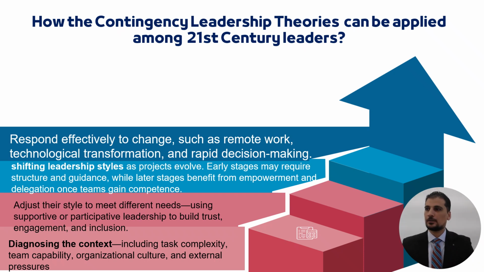The last thing you can adopt as a leader in the 21st century is to respond effectively to change, such as remote work, technology transformation, and rapid decision making, which was highlighted in my example on the previous slide. We received amendment requests, and we adopted the correct leadership style and passed that stage successfully.